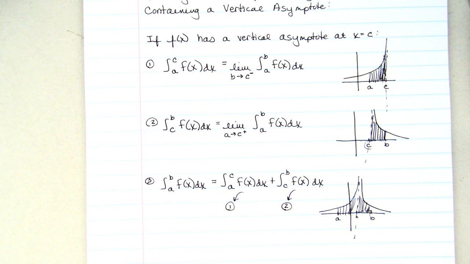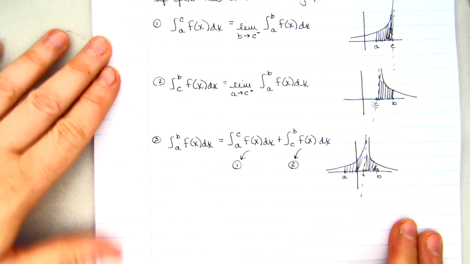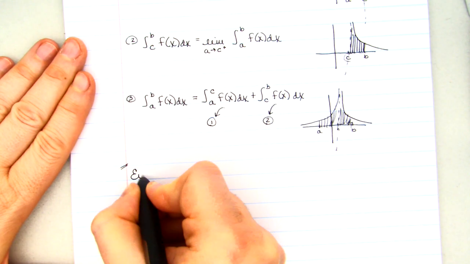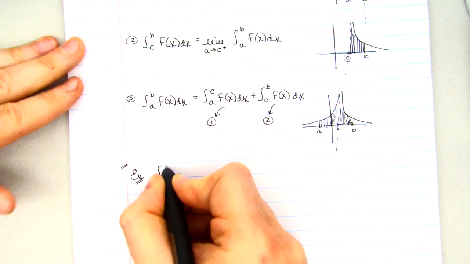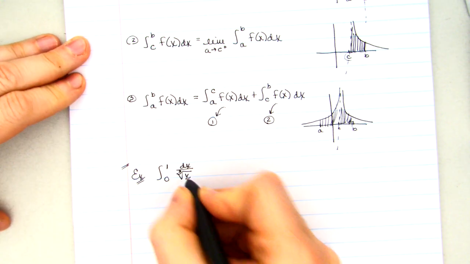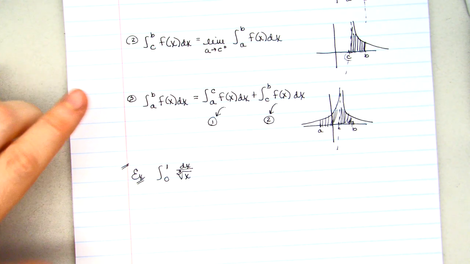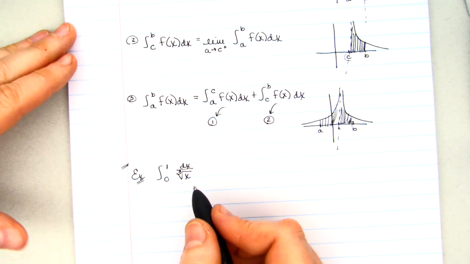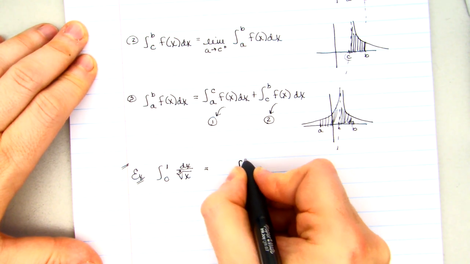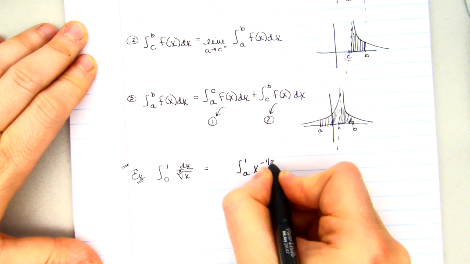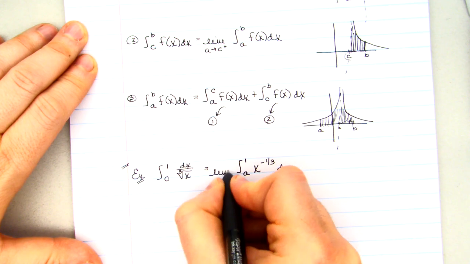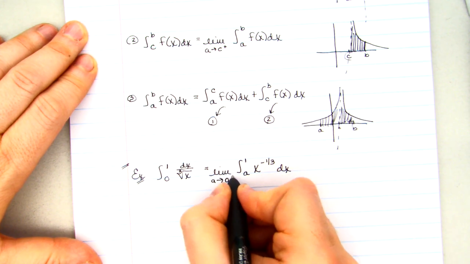So I want to show you 3 examples of using these, and that's what I have here. Let's take a look, for starters, at the integral from 0 to 1 of dx over the cube root of x. I know that there's a vertical asymptote at x equals 0. So instead of going from 0 to 1, why don't I just go from a to 1? I'm integrating x to the negative 1/3 dx, and I want a to get close to 0 from the right side. So I'm going to say the limit as a approaches 0 from the right side.